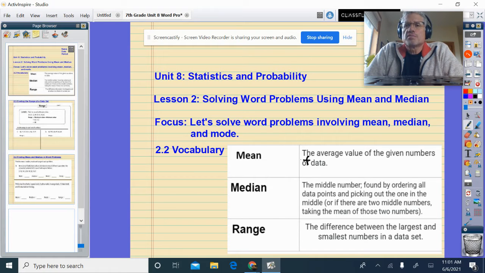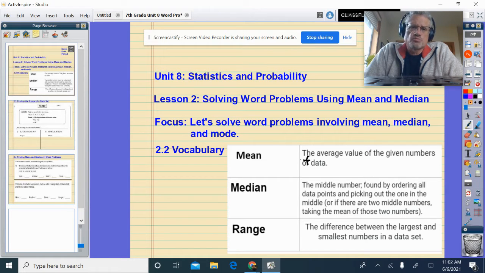The median is the middle number found by ordering all the data points and picking out the one in the middle. Or if there are two middle numbers, if there's an even number of data points, you would take the mean of those two numbers. You just add those two numbers together and divide by 2, and that'll give you your median. If you have an odd number of data points, you just pick the one that's smack dab in the middle of that data set.